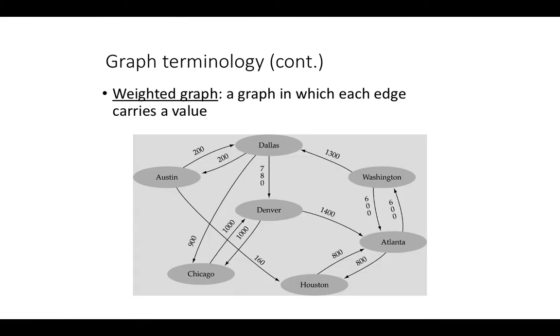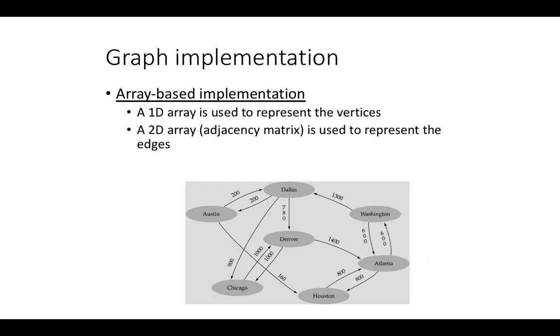The weighted graph is a graph that has weights on the edges. For example, we have an edge between Austin and Dallas, and this edge has a number. This number is the weight. This number could represent, for example, the distance between Austin and Dallas, or the time needed to travel from Austin to Dallas, or any other relation between these 2 nodes.